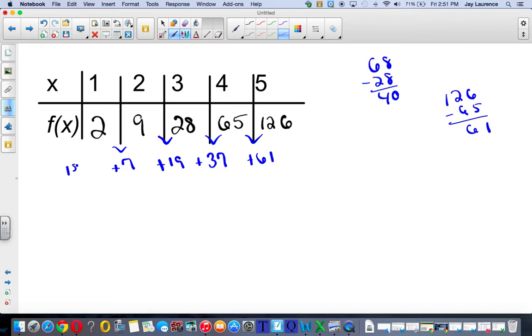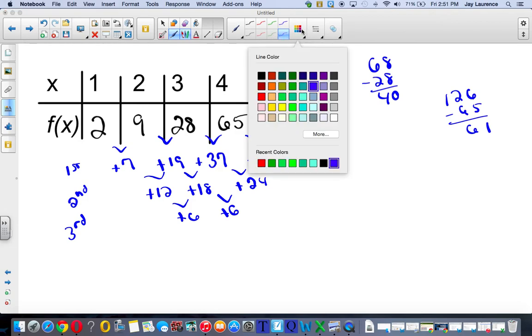So I found my first differences. Now I'm going to find my second differences. And it doesn't look like they're going to match, does it? Plus 12, plus 18, nope, they're not matching. Plus 24, yeah. All right, let's go down to the third differences and see what happens. Oh, plus 6 and plus 6. Look at that, the third differences are matching. Oh, what do you think is going to happen with the nth term?